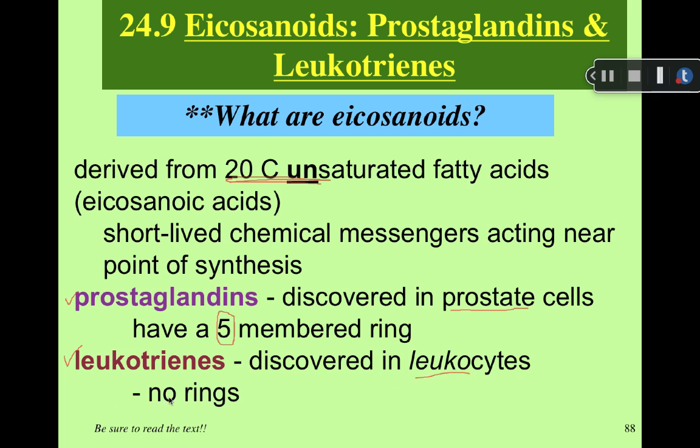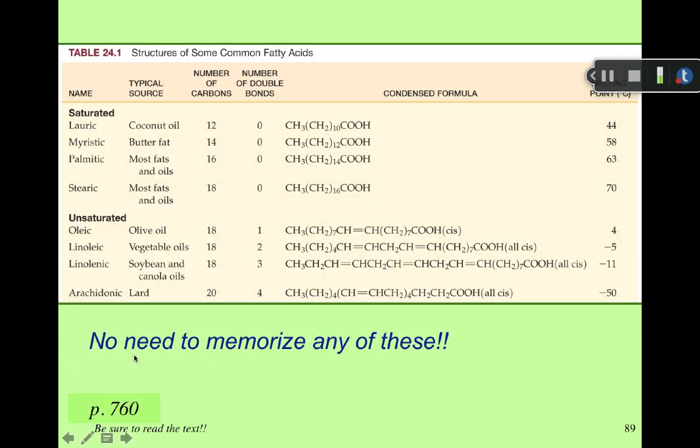Not that you have to know anything more of their functions for now. One of them has a ring, one of them doesn't. And they all come from this one unusual looking unsaturated fatty acid called arachidonic acid. It's got 20 carbons and 4 double bonds. The result is it's got a crazy low melting point. And this arachidonic acid is converted into the different types of prostaglandins and leukotrienes.